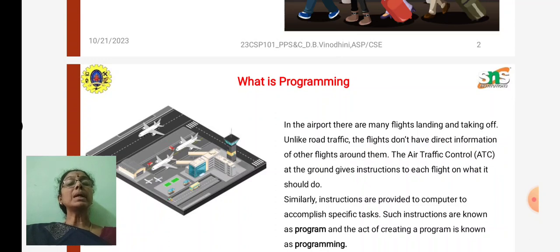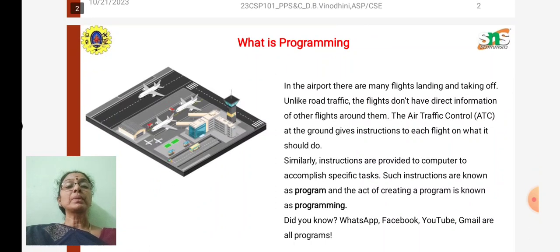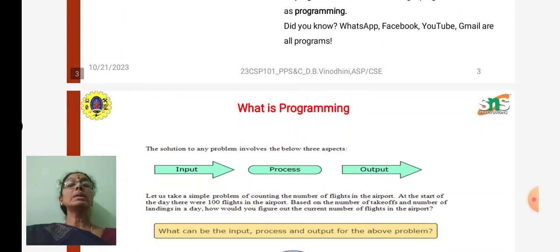Programming is nothing but giving instructions to the computer to do a particular task. That instruction is called a program, and the way of creating that program is called programming. The solution to any problem involves three aspects: input, process and output.